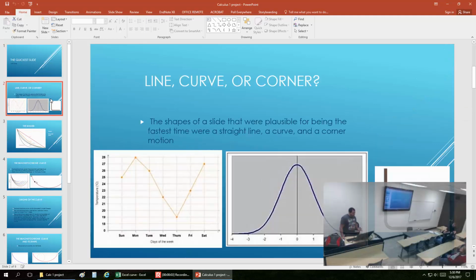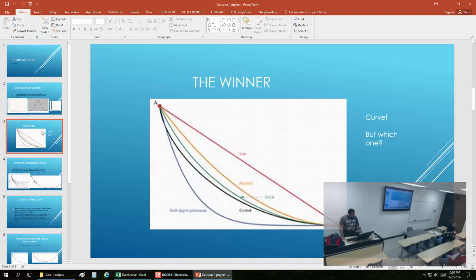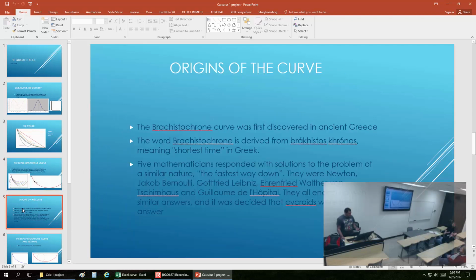At first, I had to figure out if it was a line, a curve, or a corner. I also changed the title, The Quickest Slide. And the winner was a curve, but I had to figure out which one it was, and I did some research, and this problem had been looked into before. It's called the Brachistochrone problem, and they dubbed the answer the Brachistochrone curve. And it's this curve specifically that's a cycloid.